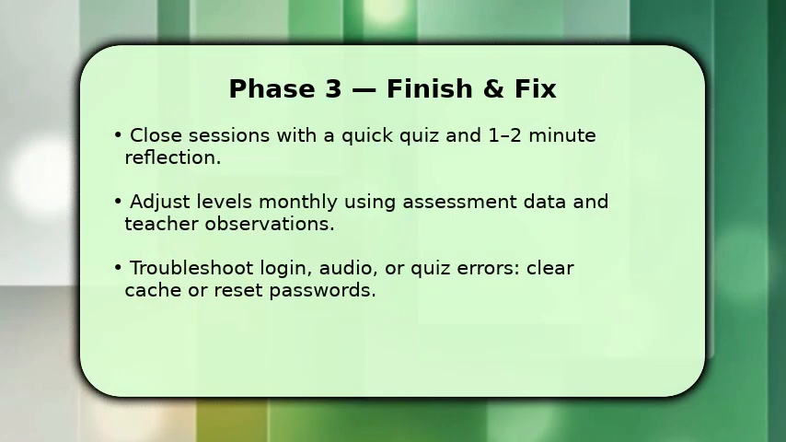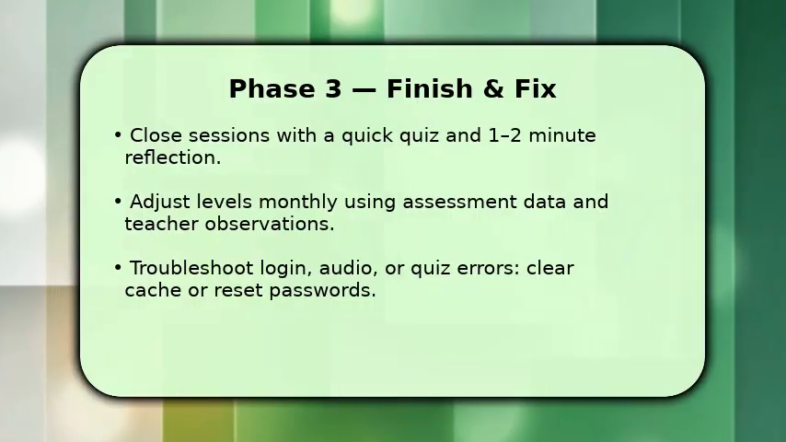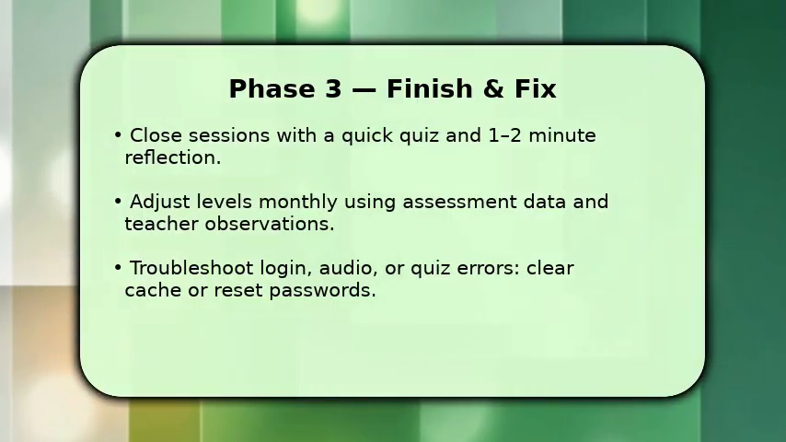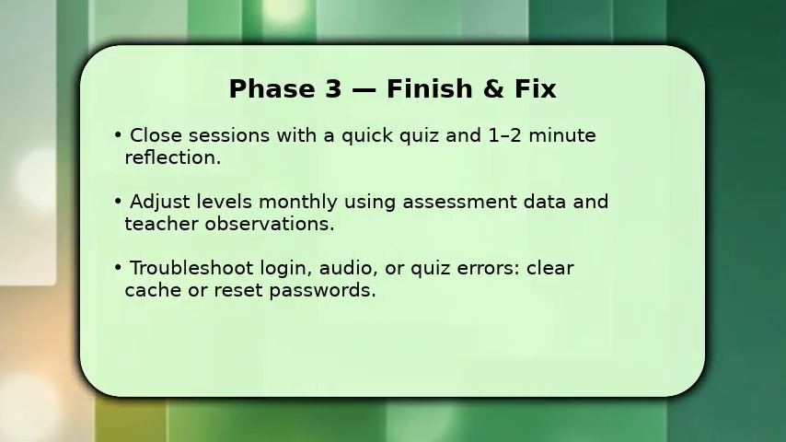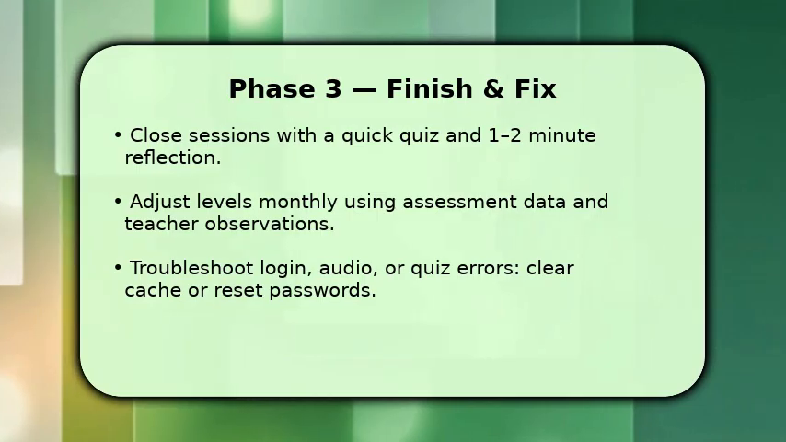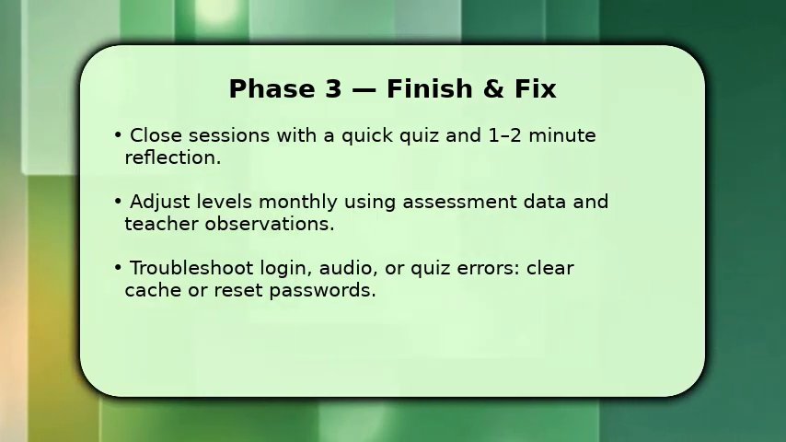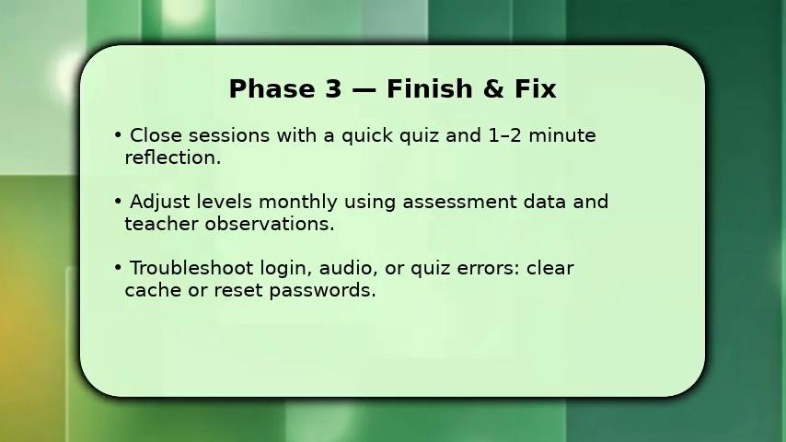To finish each session, have students complete the quiz and write a 1 to 2 minute reflection. This reinforces comprehension and creates a record. Once done, review assessment results and adjust levels monthly. Combine test scores with your observations for accurate placement.